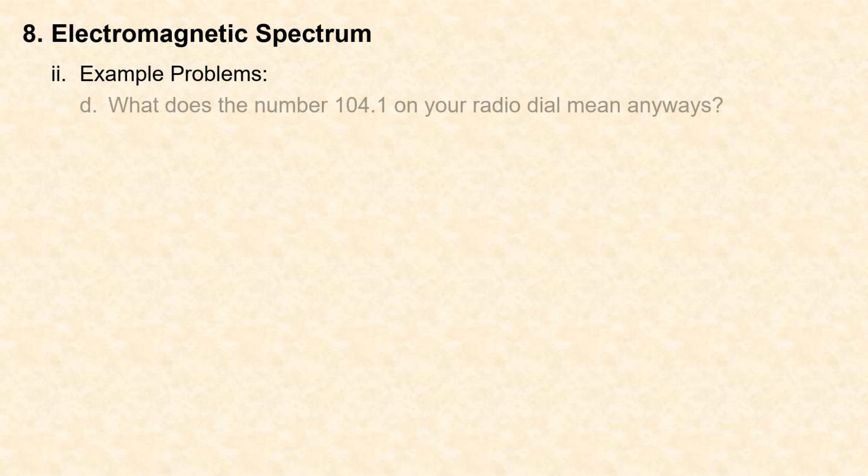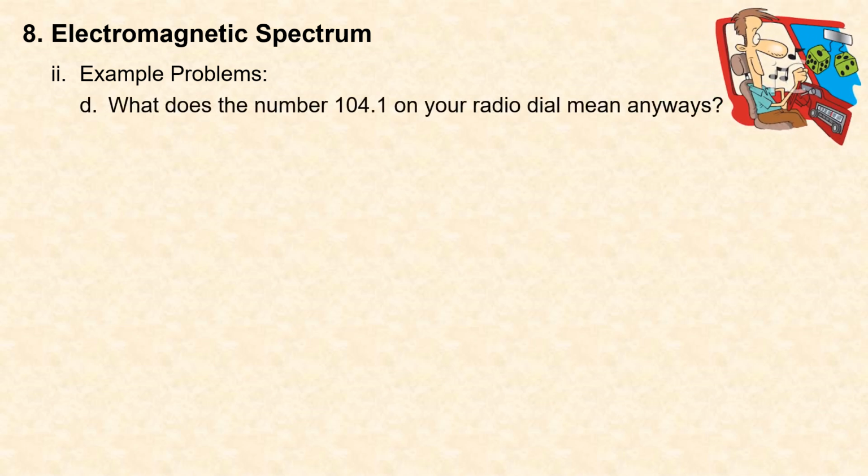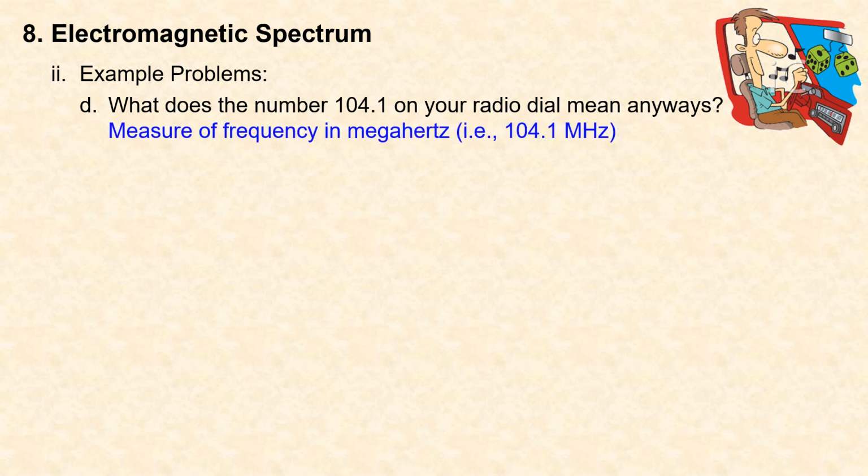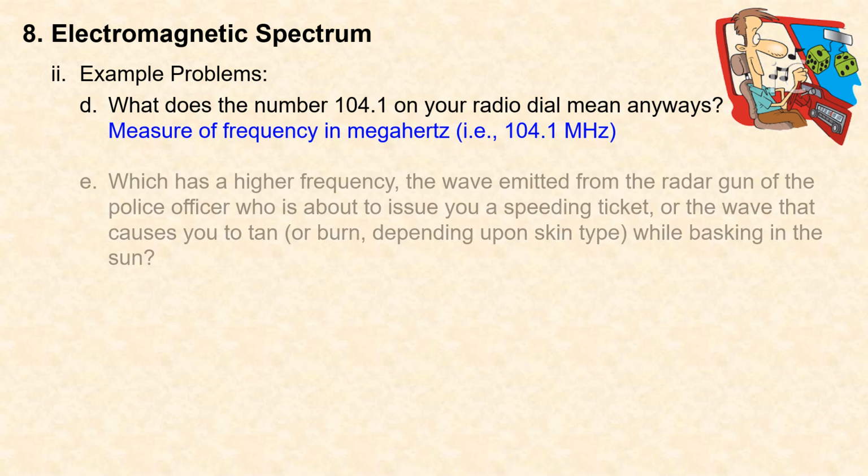All right, so just a few more examples of problems related to the electromagnetic spectrum. Letter D here is really a follow-up from the previous problem. It says, what does that number 104.1 on your radio dial mean anyways? You ever wonder that? Well, that 104.1 is really a measure of frequency measured in units of megahertz. FM waves are frequency modulated waves, and they are measured in megahertz. They're higher frequency waves than AM radio waves, which are amplitude modulated waves that are measured in kilohertz. So those numbers are really measures of frequency.